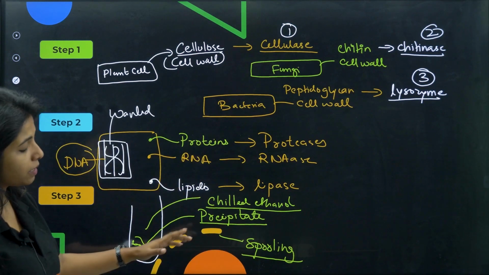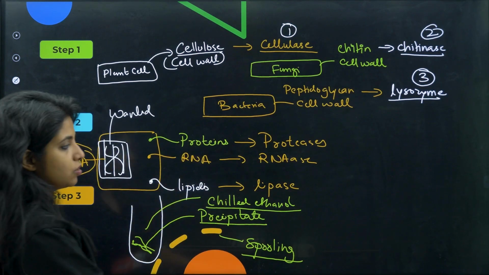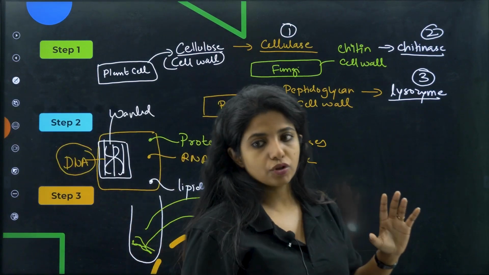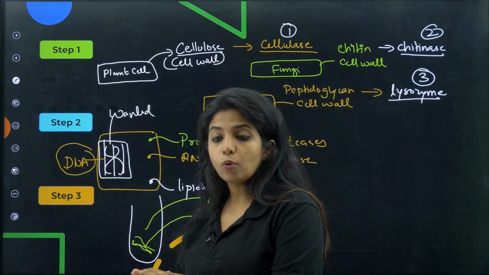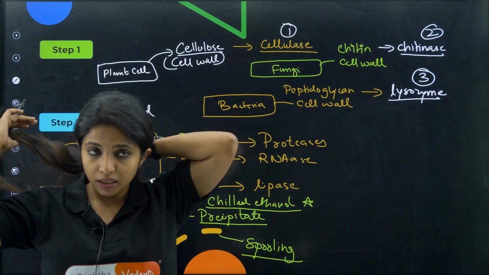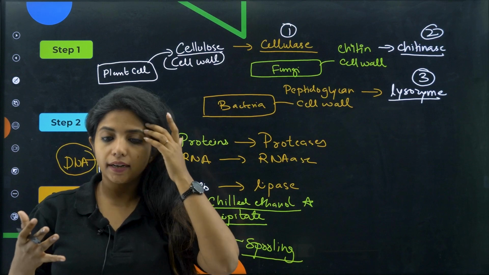Okay, DNA will be precipitating when chilled ethanol is put. This is also very much important. So this is how isolation of DNA works. Now I have taken down the DNA. Now what has to be done, children? The next thing that I have to do is basically the important thing.